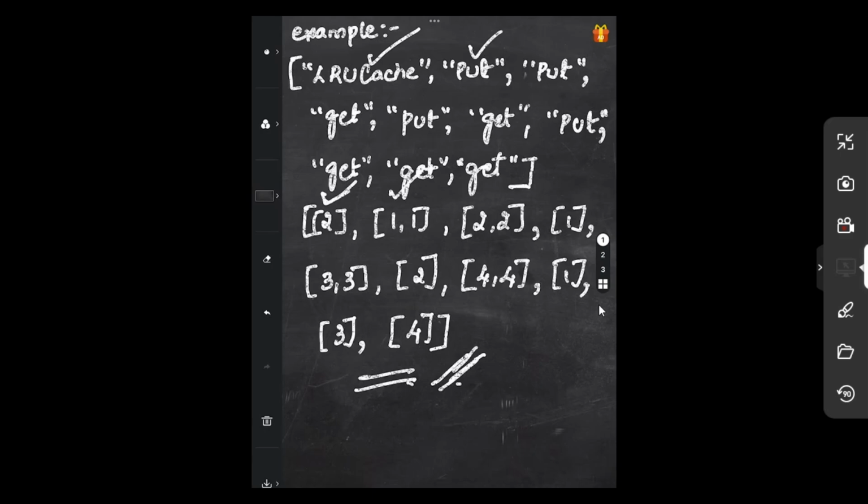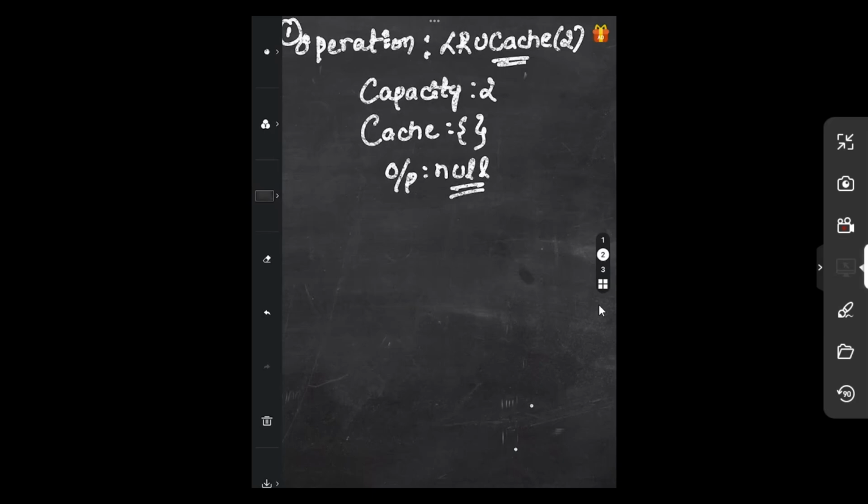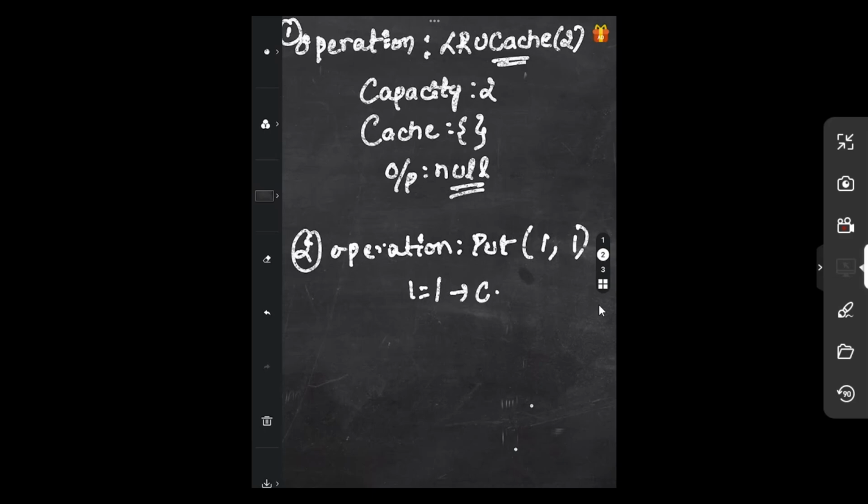Next, let's consider put of 1 comma 1. Let's move on with the second operation. Here, the second operation we are considering is put of 1 comma 1. We are adding the key value pair 1 equals 1 to the cache. Now what does the cache consist of? This will be 1, and the output will still be null.